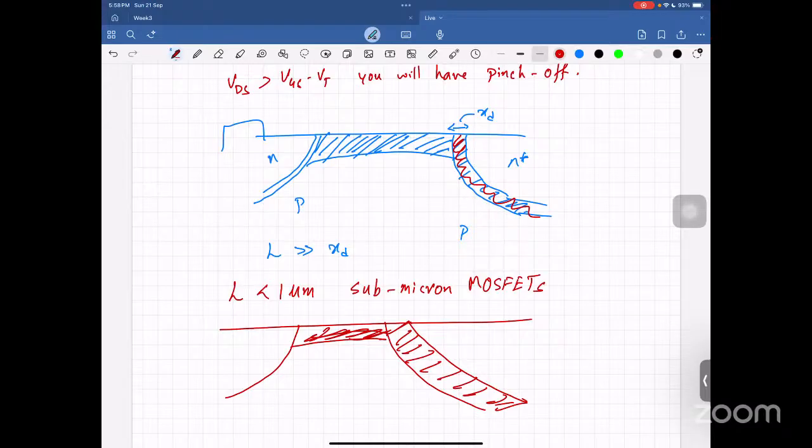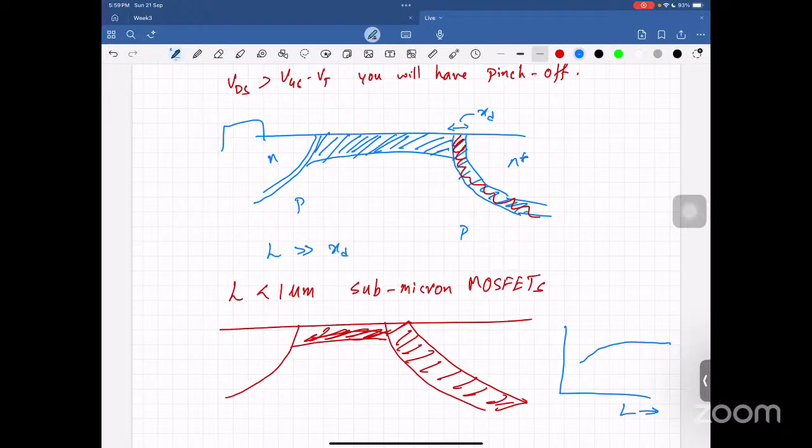So I can plot out my VT. I think this is what we'll show in the lectures. As L becomes smaller, this is L, the channel length. Initially it will be flat, with no effect of channel length, but then it starts reducing. VT will start reducing. This I'll discuss in week 10, I think.